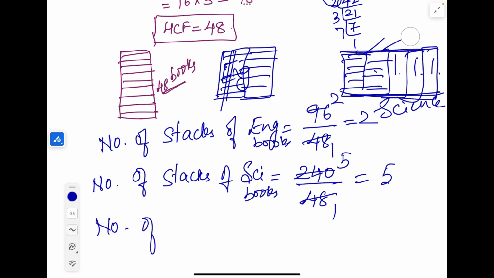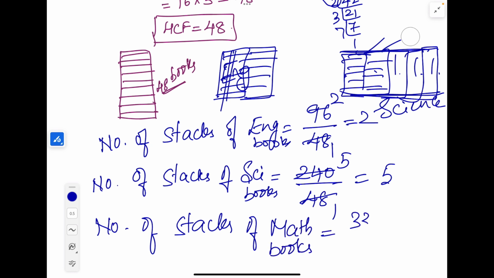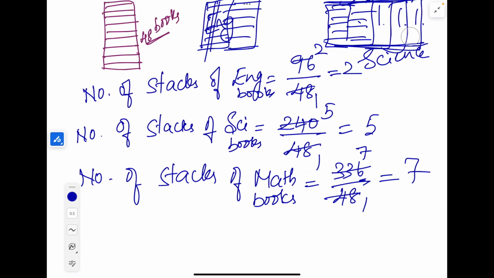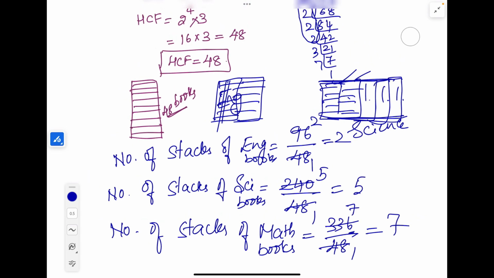Number of stacks of math books: how many math books were there in total? 336. And in each stack 48 books will come. So 336 divided by 48 is 7. So we will get 7 stacks of math books. This is a very important question, children, related to the HCF topic.